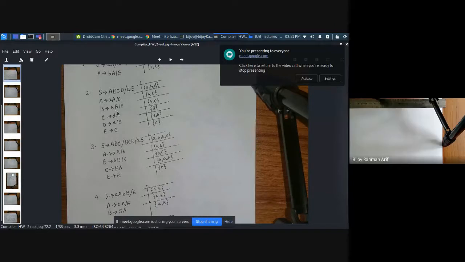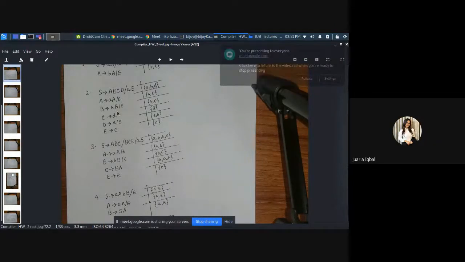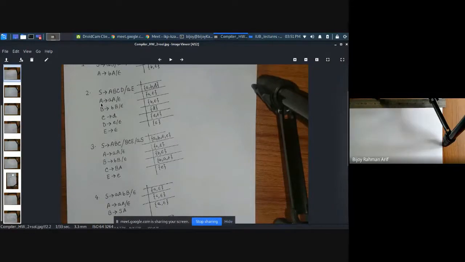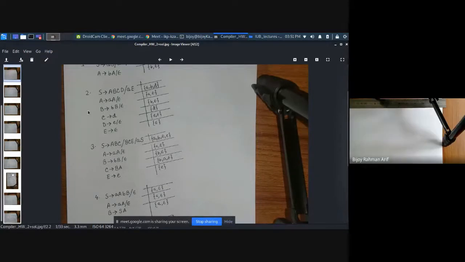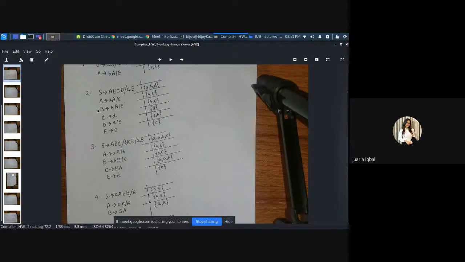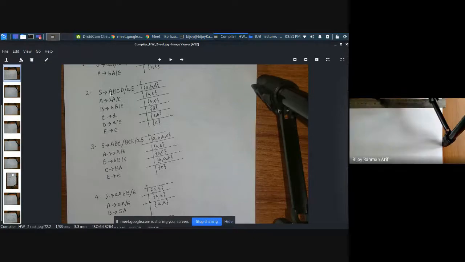Finding the first values. What is the first of A? It's A and epsilon. What is the first of B? I could do A, B, C, D, E, but I'm having a problem with S. Okay, S should already have first of A because of the second part. Am I right? Yes.